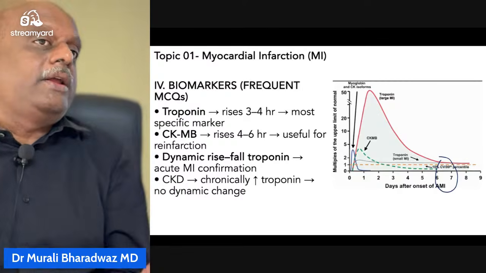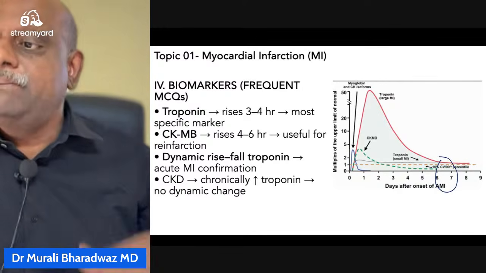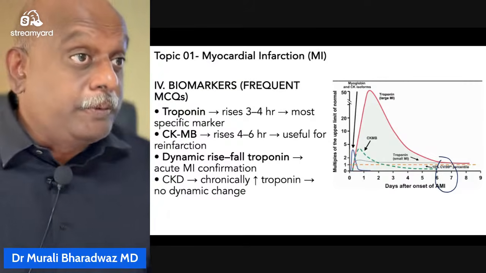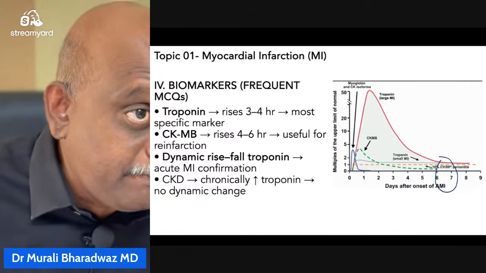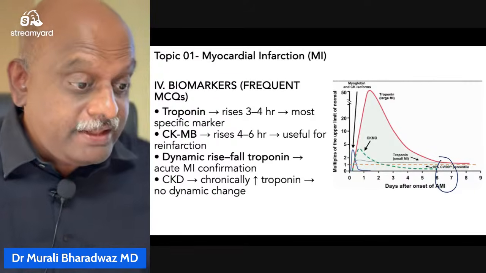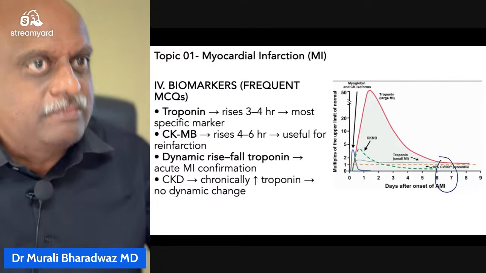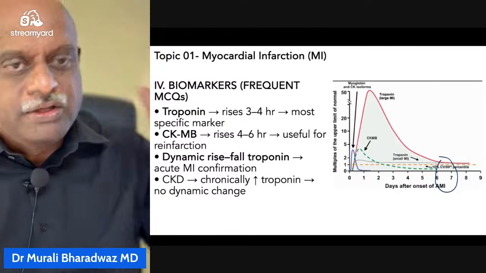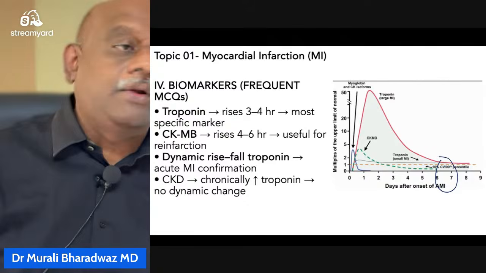That's the reason. What is the rule, doctor? CKMB is useful for reinfarction. Troponin is useful for first time MI. The earliest rise is troponin, which is the most specific marker, is what you need to basically remember.